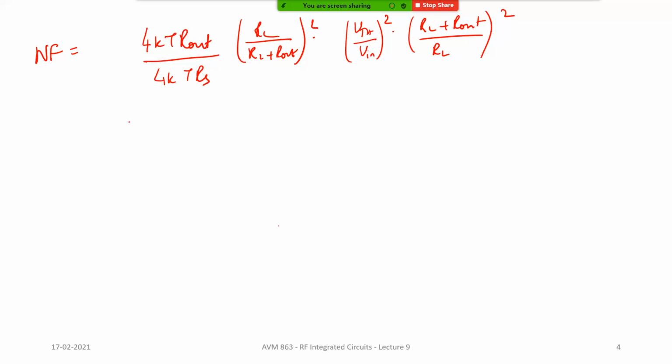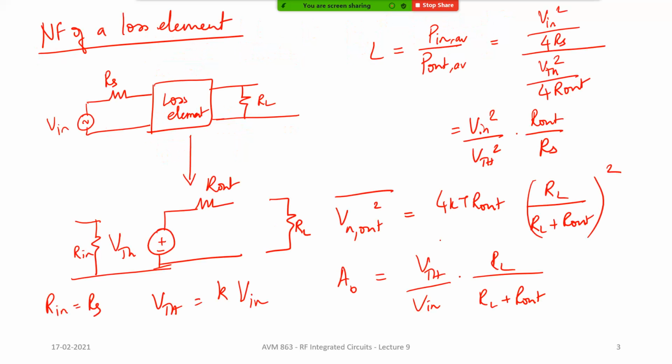So basically a lot of terms cancel out here and you'll get Vin squared, sorry, it is actually Vin by VTH, not... Vin squared by VTH squared into R out divided by Rs, and this is nothing but your loss.